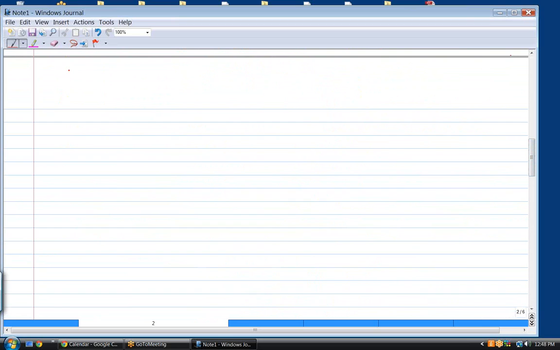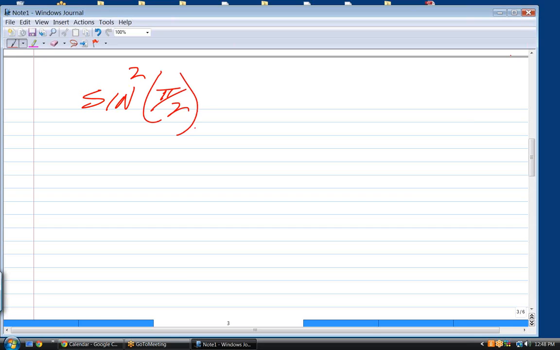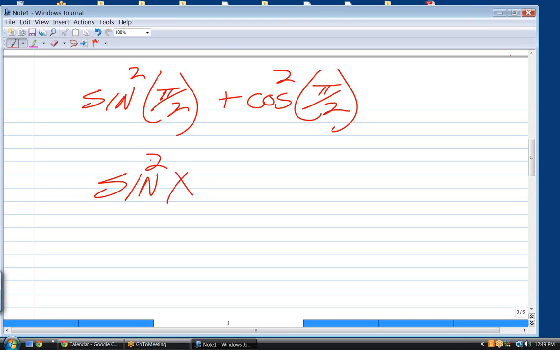I have sine squared of pi over 2 plus cosine squared of pi over 2. There is a trig identity called a Pythagorean identity that says that no matter what the angle is, if I take sine squared and I add cosine squared to it, it's going to be 1. So no matter what angle you would have given me here, the answer is 1.